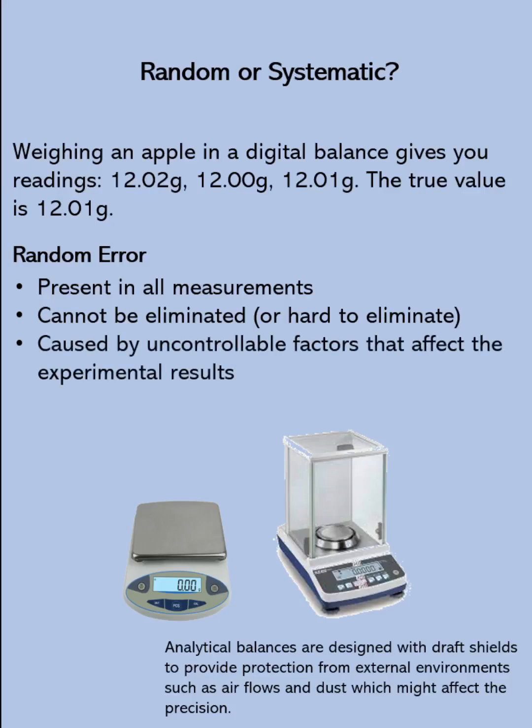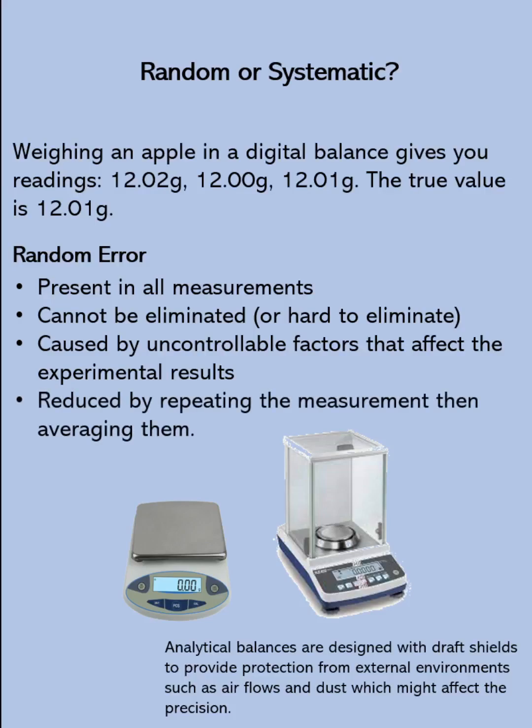Again, it's caused by uncontrollable factors that affect the experimental results. We can reduce these random errors by repeating the measurement, then averaging them. Here we have these three measurements. If we take the average of all of these, we have 12.01, and that's now close to the actual value. So that's how we can reduce the random errors. Again, you need to repeat the measurement, then get the average.